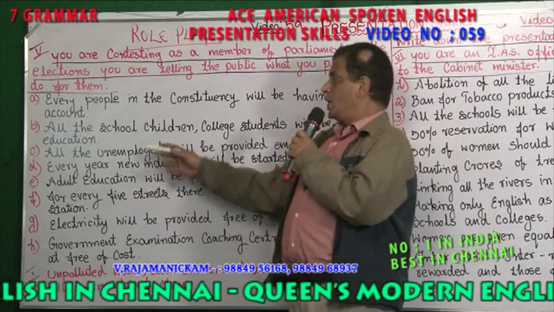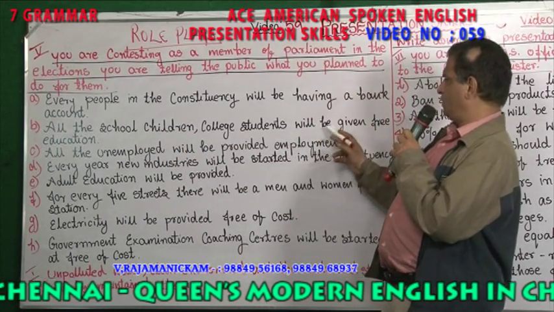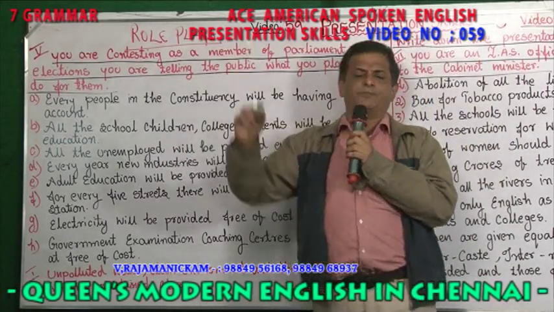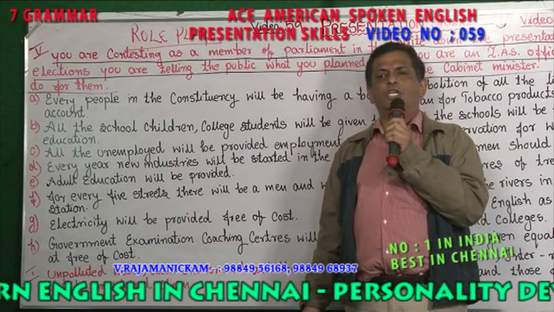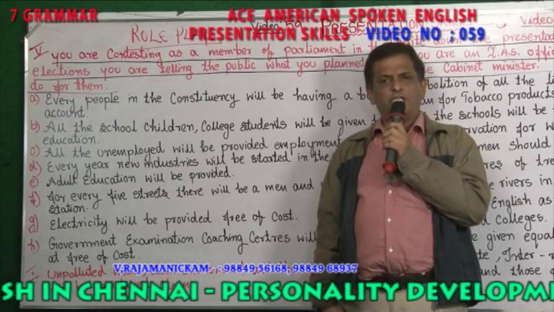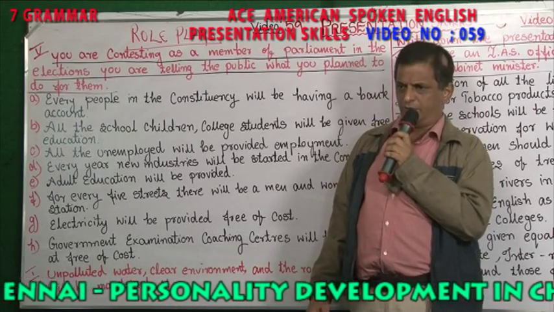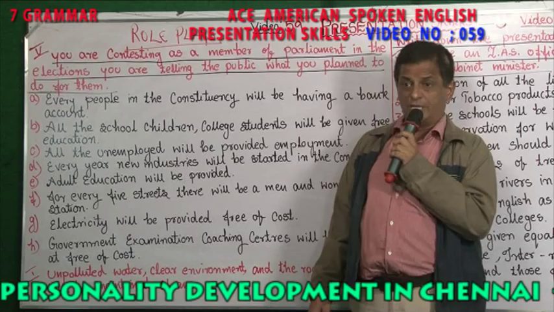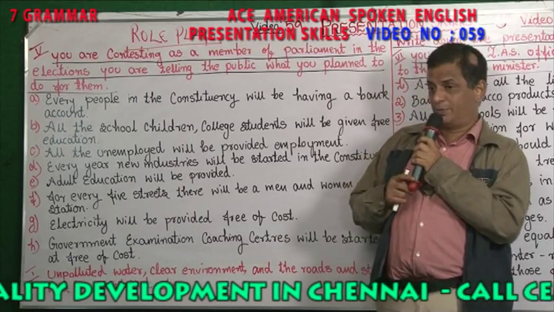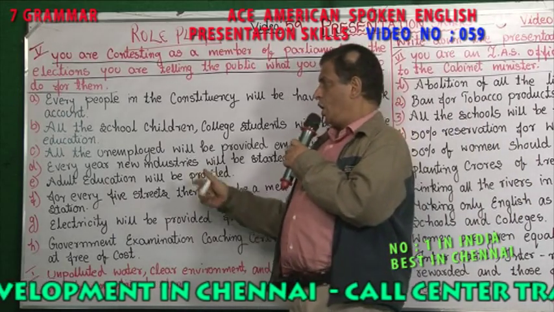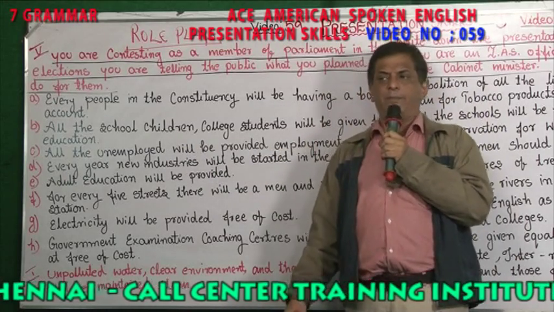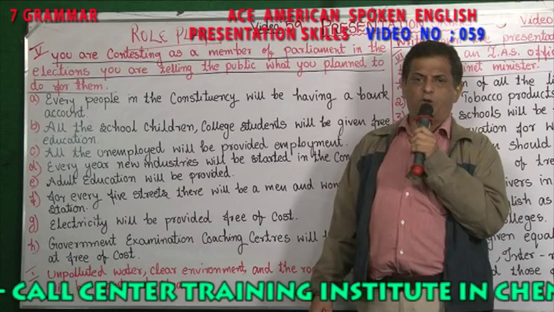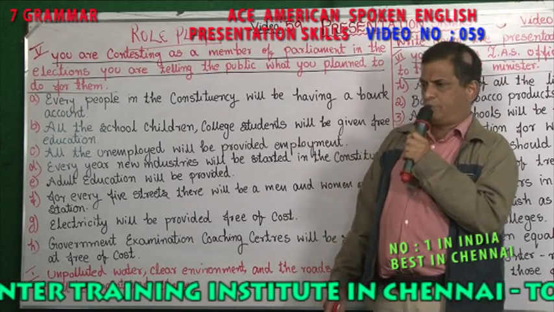Number 2 point, all the school children, college students will be given free education. Even in private schools, the education will be free. College, even in private college, the education will be free for school and college students. This is what your election promises are all about. Next, coming here, all the unemployed will be provided employment. You are also promising them, those of you who are unemployed will be provided with employment.